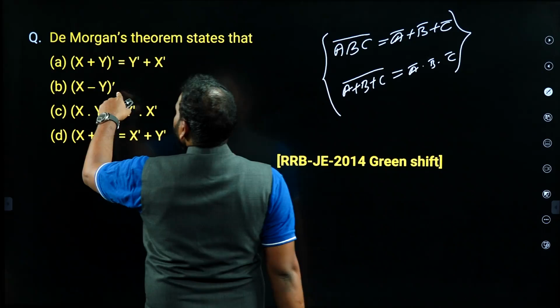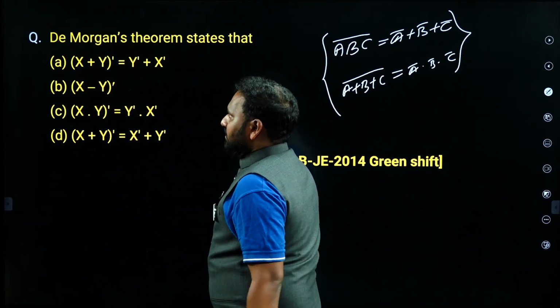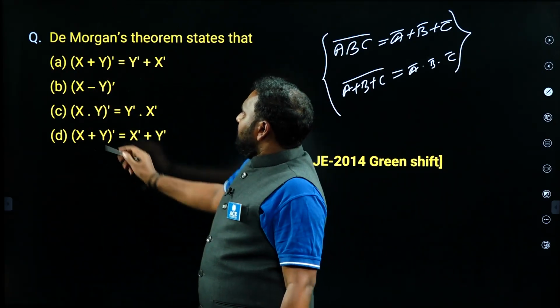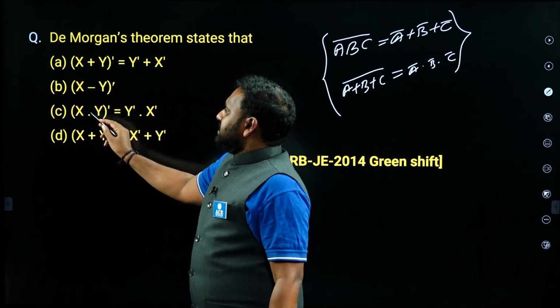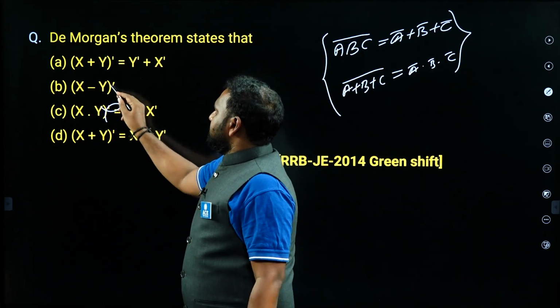Okay, x minus y whole bar means meaningless. It should be some adjustment, right? x dot y whole bar, x bar plus y bar, this is wrong, okay, this is also wrong.